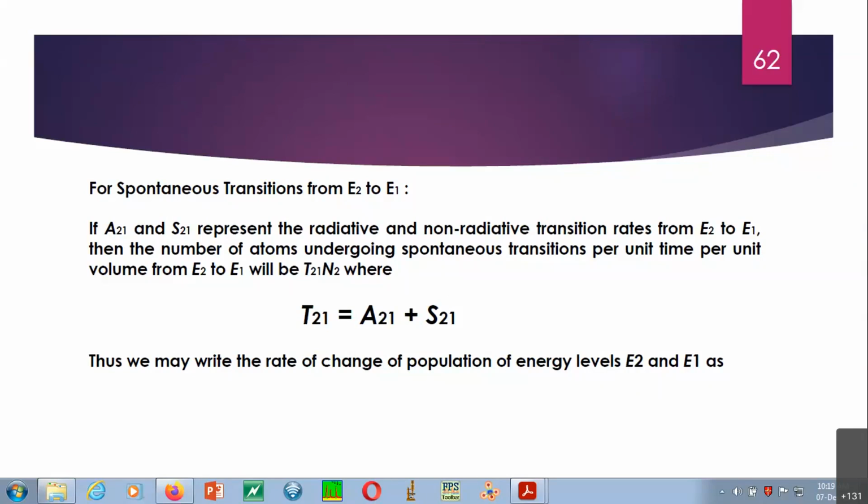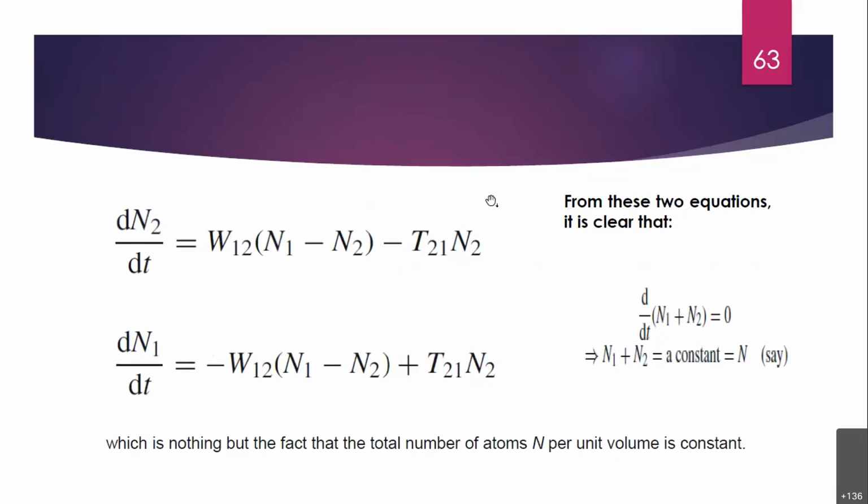But keep in mind the probability of A21 happening is very, very large compared to S21, and that is why many times we skip S21, because the number of S21 transitions is very small compared to A21. So directly we can write T21 equal to A21, but since we are in the process of deriving the result, we have included all such small factors here. Okay, let me move it further. So that's how we can write the rates.